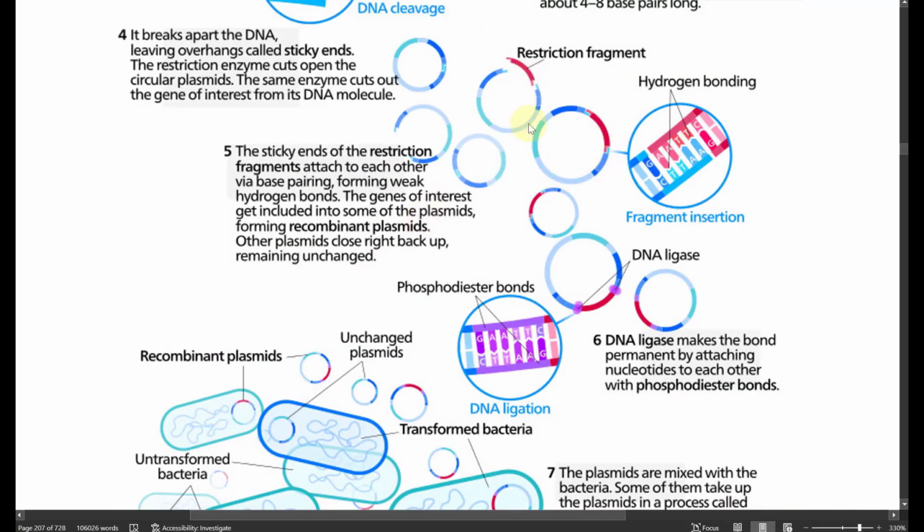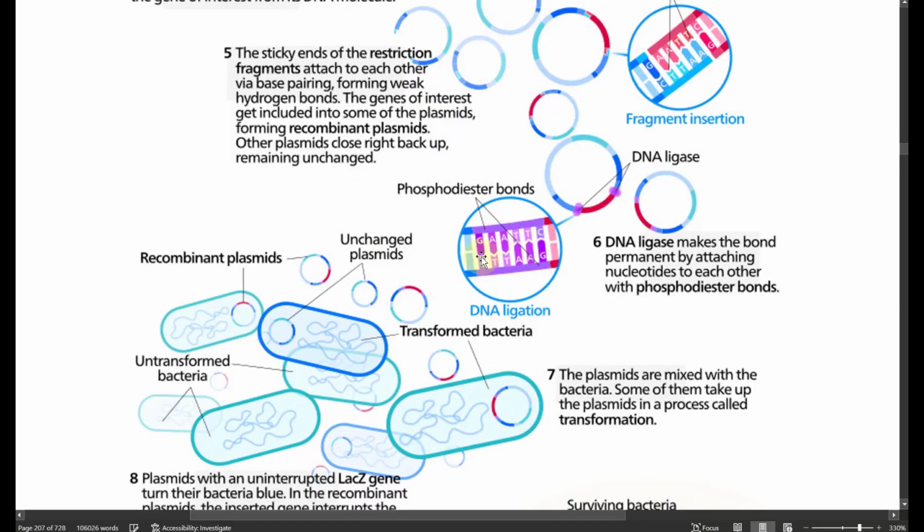And then when you did this recombinant plasmid DNA setup, what happens is you would cut these up and then put them inside and then glue them back up. And some of these will have it. So the genes of interest get included into some of the plasmids. So the key is some. Some of the plasmids form recombinant plasmids. Other plasmids close right back up, remaining unchanged. So you have some unchanged.